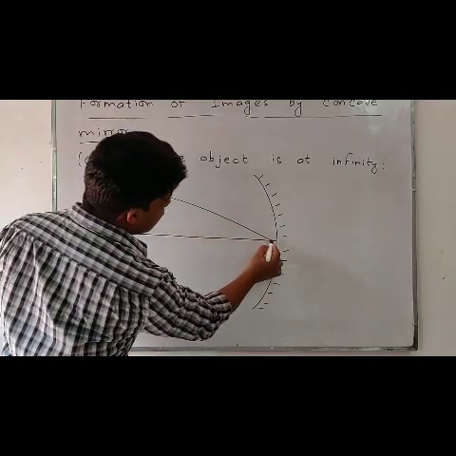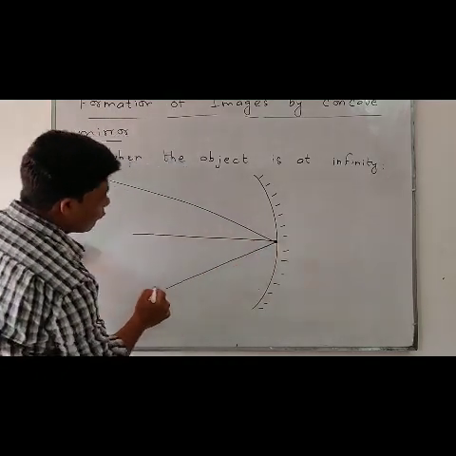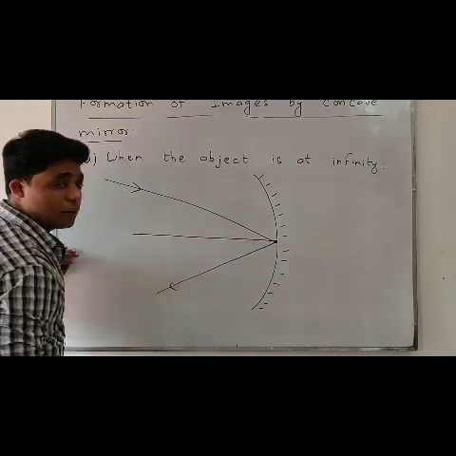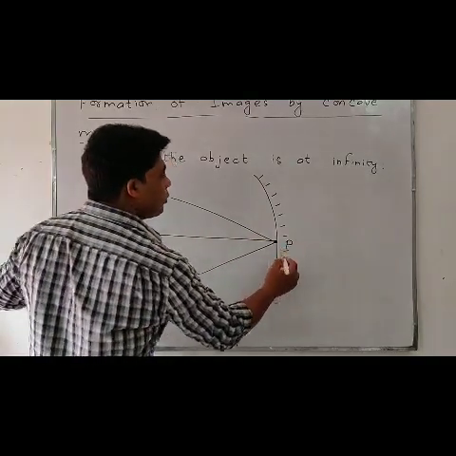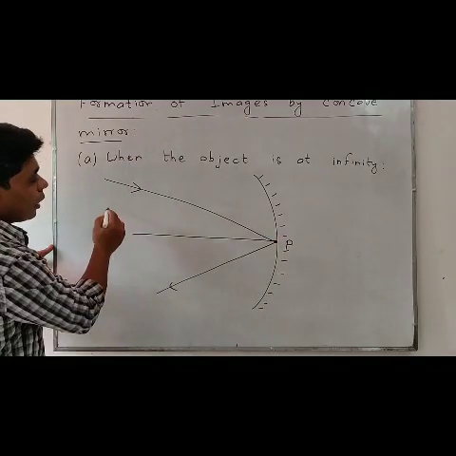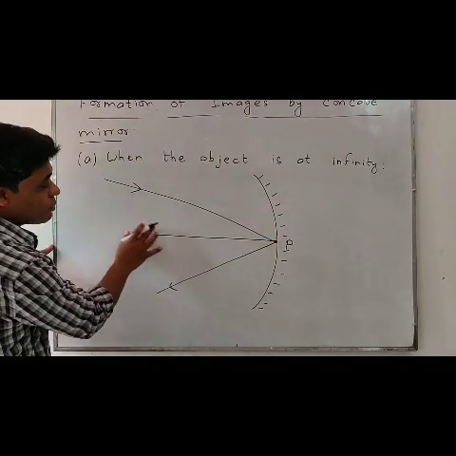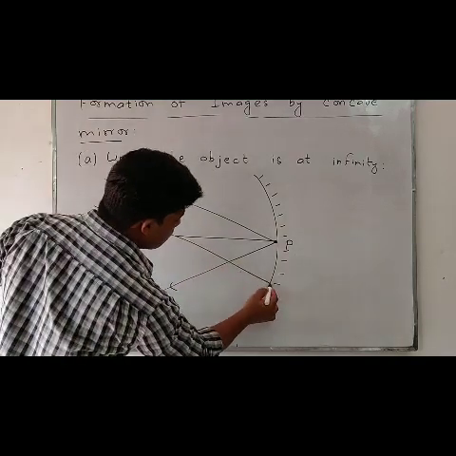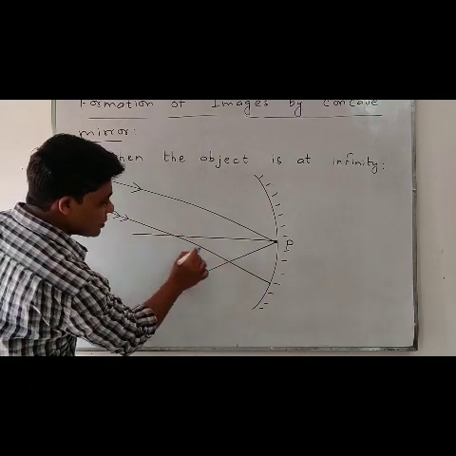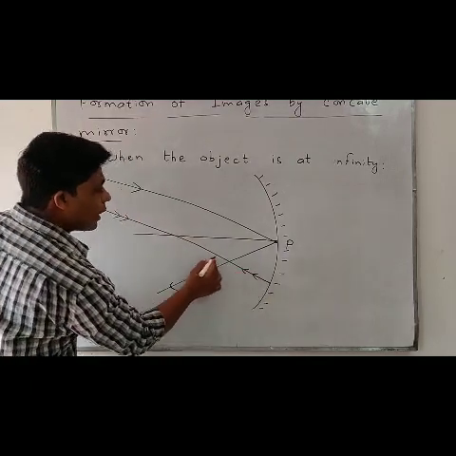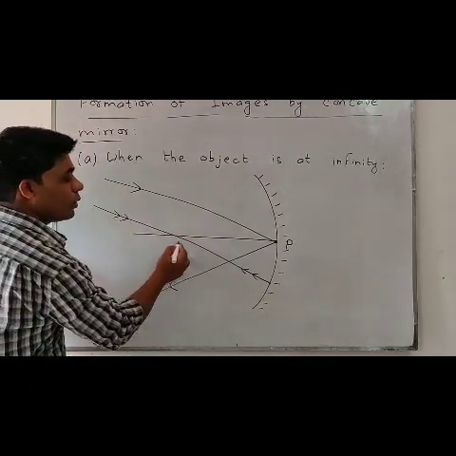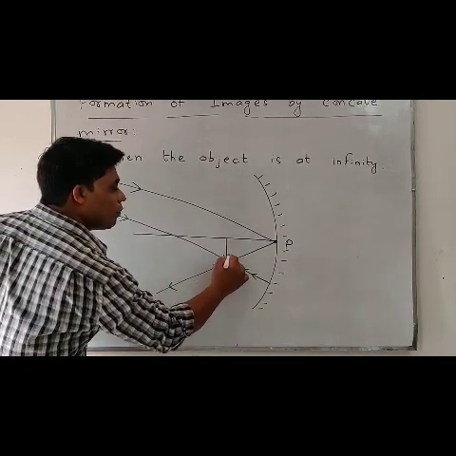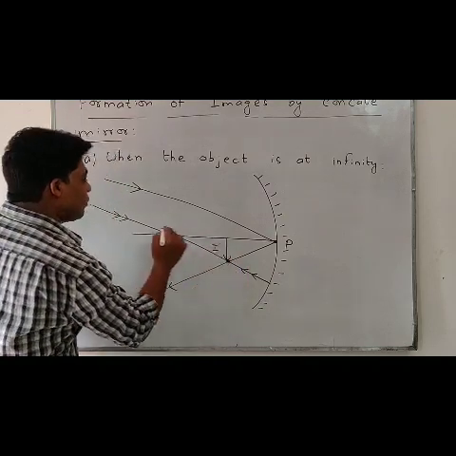Look at friends, a ray is incident, it gets reflected. See the direction. A ray is incident, it gets reflected. This is the pole of the concave mirror. Look, another light ray comes parallel to the first one, it is incident, and it gets reflected in the same direction. Okay, where both intersect at this point, we will get the image I.